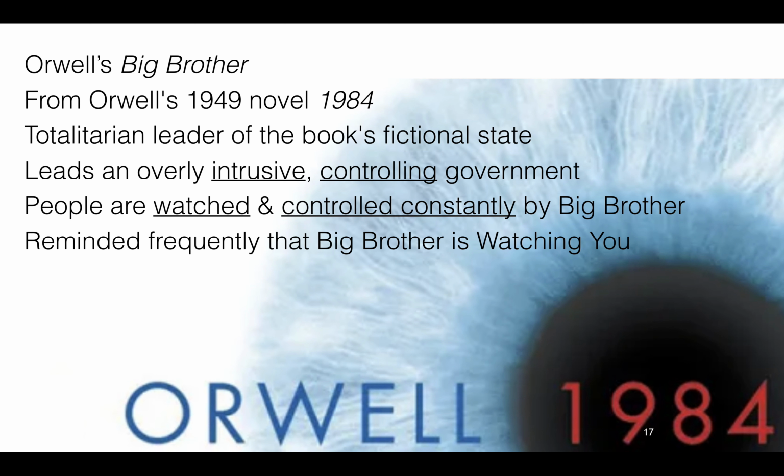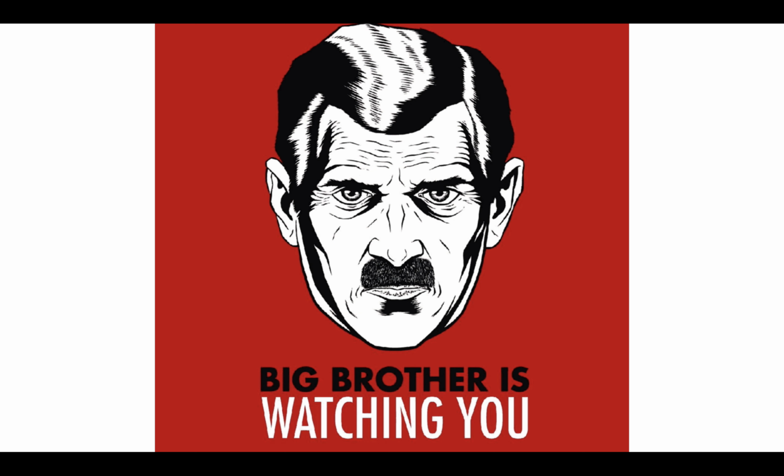Big Brother is a totalitarian leader of the book's fictional state. He leads an overly intrusive and controlling government. Within the novel, people are watched and controlled constantly by Big Brother, and we are reminded frequently that Big Brother is watching you. Here's a picture of this Hitler-looking fellow who's depicted as Big Brother.